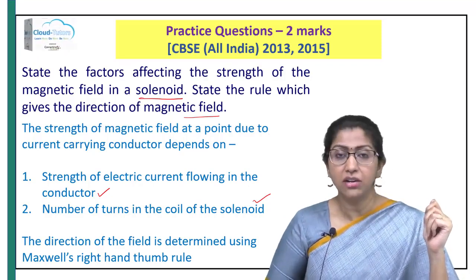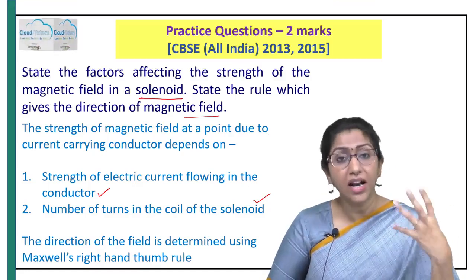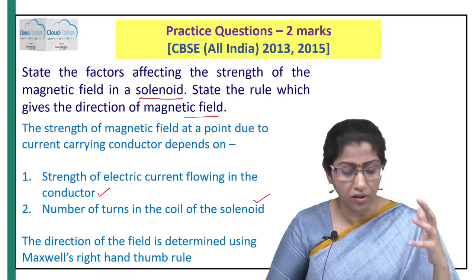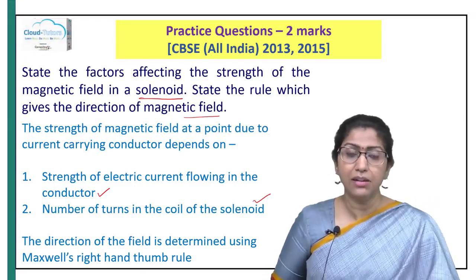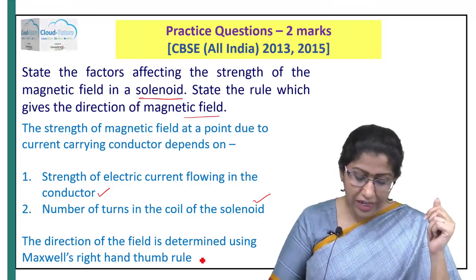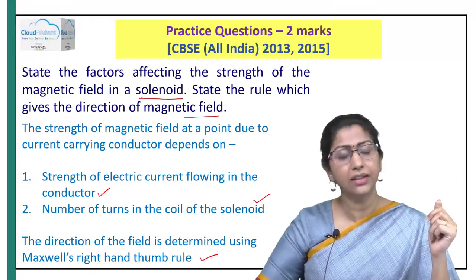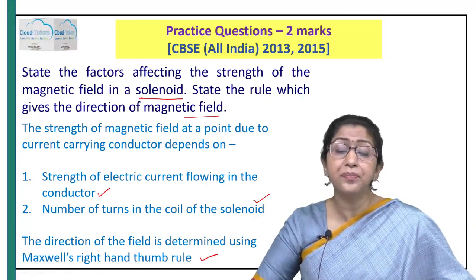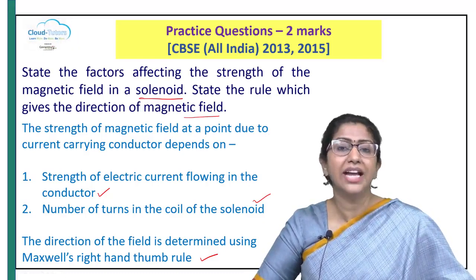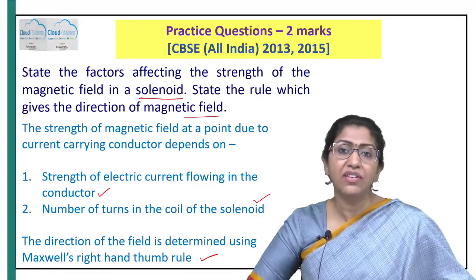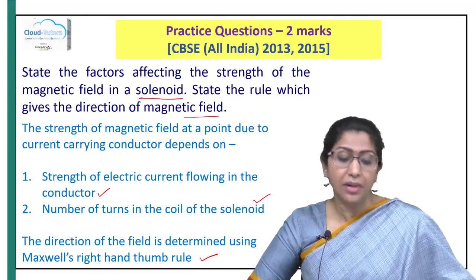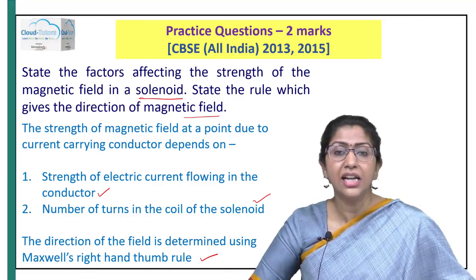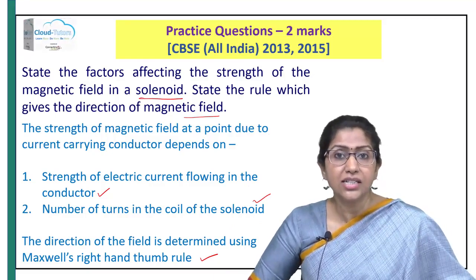The higher the number of turns in the coil, the stronger is the magnetic field that is induced around the solenoid. Now, what is the rule that determines the direction of the magnetic field? It is again Maxwell's right hand thumb rule. Alright, so with this, let's look at a small video wherein we can actually see the difference when we vary these two factors, and you can see the kind of variation that occurs in the magnetic field.